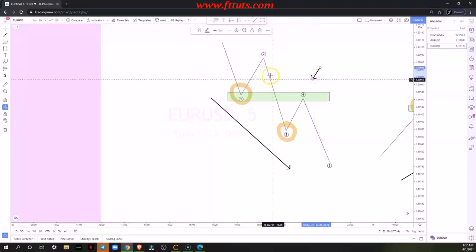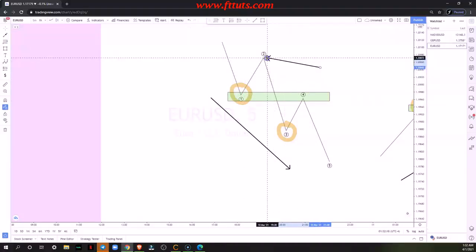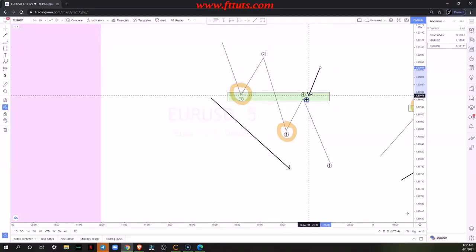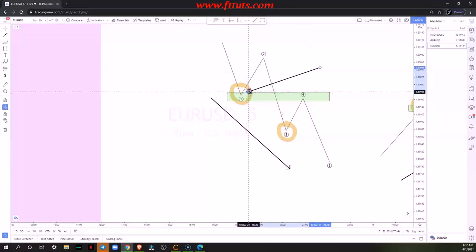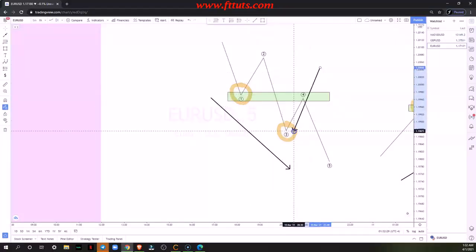So on the downtrend, I'm going to say it again. On the downtrend, we're only looking at swing lows. We are not looking at swing highs on a downtrend. We're not looking at this to draw a box over here, or over here. We're looking at swing low number one and number three.